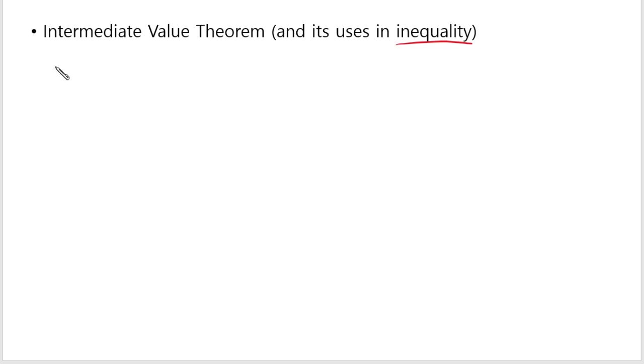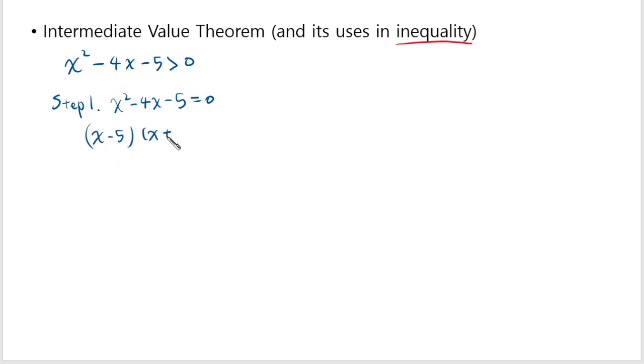Let me write down an inequality question, say x squared minus 4x minus 5 greater than 0. Now how do you solve this? Well, step 1, you have to know that inequalities are much harder than solving equalities. So before you tackle the inequality, you first want to solve the equality. That's step 1. You set it equal to 0, and you get x minus 5 times x plus 1. So you see that x is equal to 5 and x is equal to negative 1. So you find the zeros.